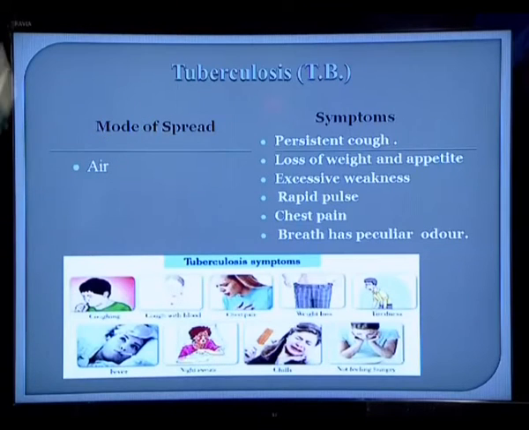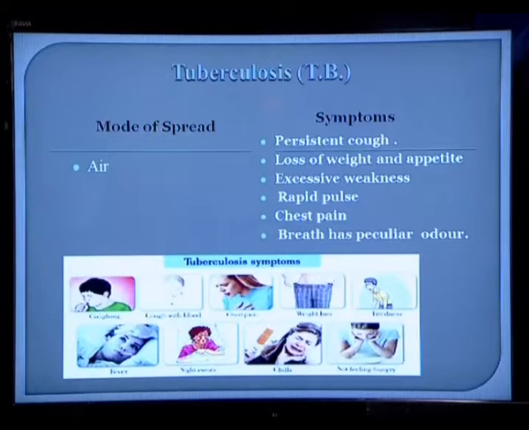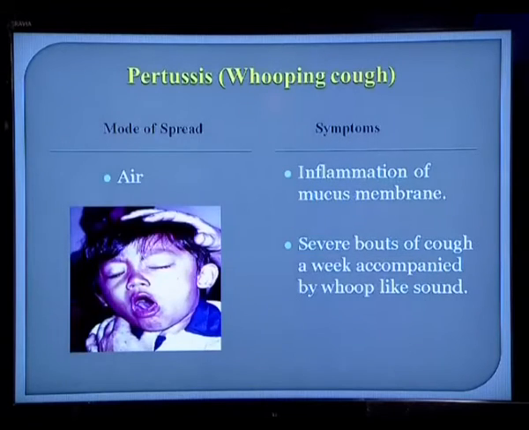Now, we are talking about tuberculosis. The mode of spread for tuberculosis is also air. Symptoms are a persistent cough, which in severe cases may have some amount of blood also, loss of weight and appetite, excessive weakness, rapid pulse, chest pain and a peculiar odor from the breath.